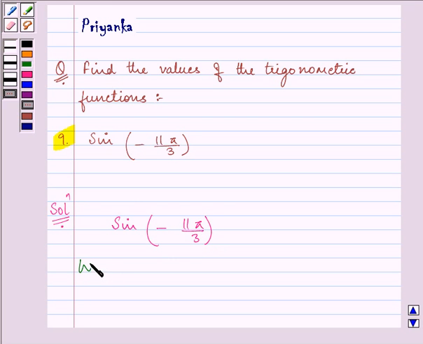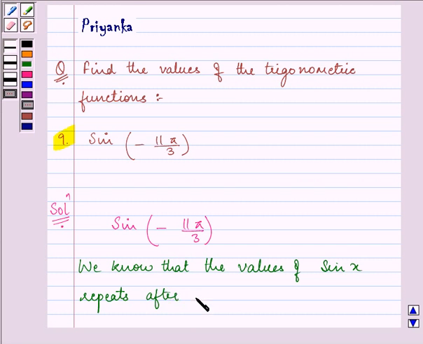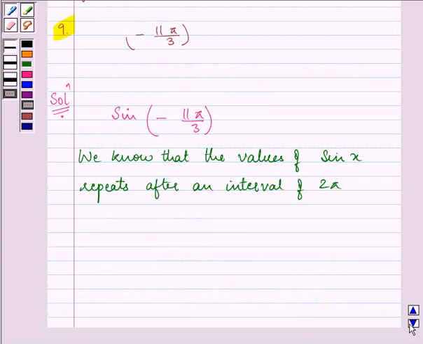We know that the values of sine x repeats after an interval of 2 pi. Therefore, we can write sine.